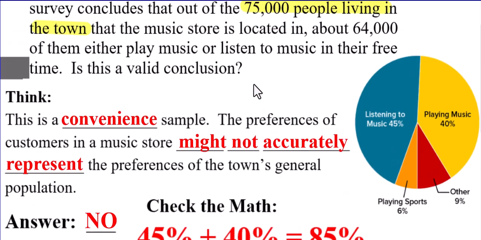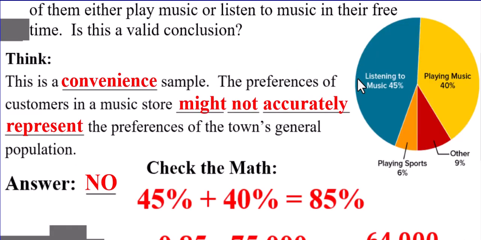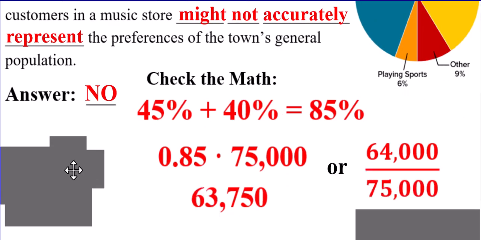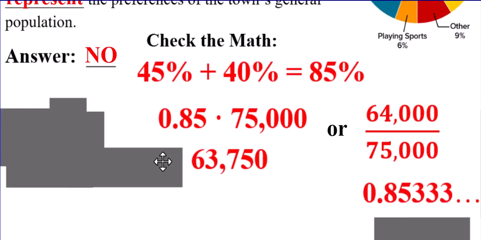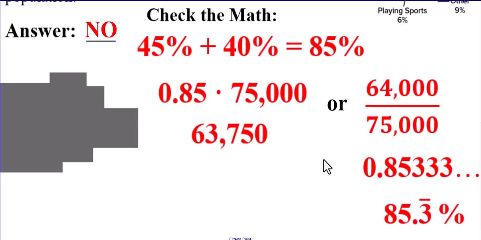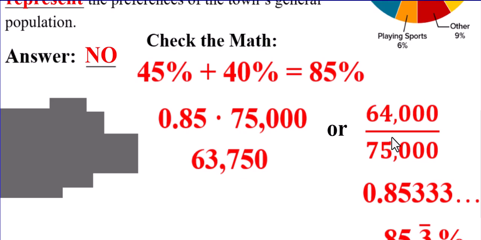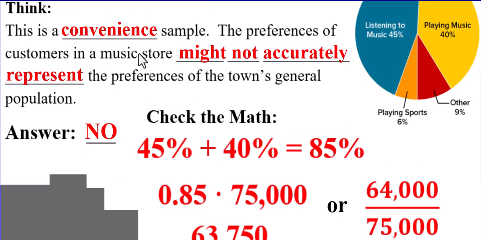If I take 64,000 from the original conclusion that this person made, and I divide it by the total, that would give me 0.853333, which is 85.3 repeating percent. Is that matching up with the pie graph? Well, yes, it is, because that'd be 85% for the two categories of listening to music or playing music. But again, it doesn't matter. I wish the math mattered, but since the sampling technique was no good, convenience sample, we have to say no.